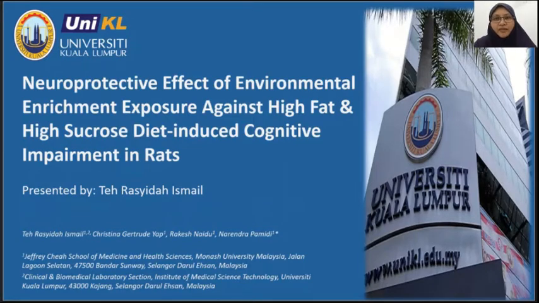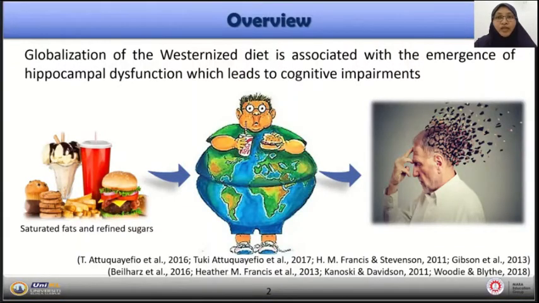Basically, we investigated the effect of a non-pharmacological therapy, environmental enrichment, on a cognitive impairment model induced by an unhealthy diet routine. Globally, there is an increase of Western diet intake in daily life, which has principal components of saturated fats and refined sugars. Many studies reveal that prolonged Western diet intake causes damage in a brain structure called the hippocampus, which leads to cognitive impairment.